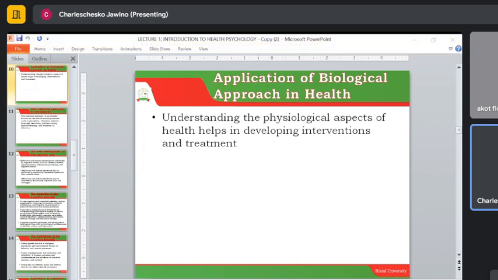Just as a check, I want to confirm that we are together. I'm seeing a hand being raised by Unzimai. Unzimai, your hand is up.